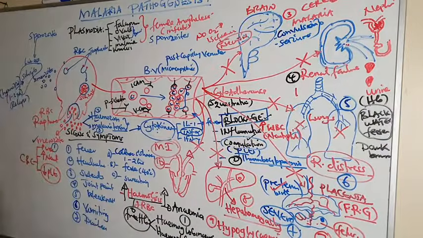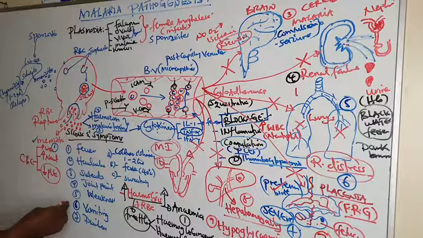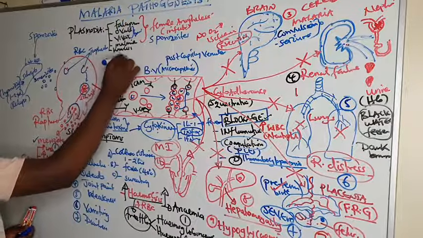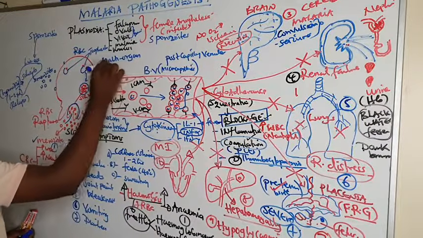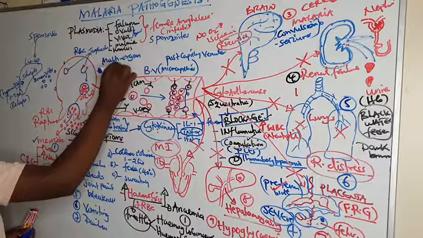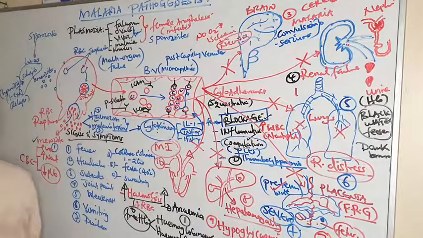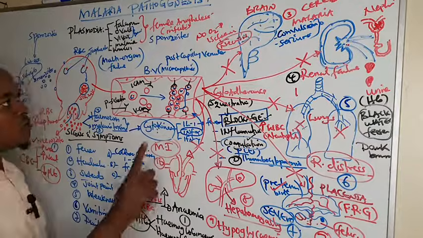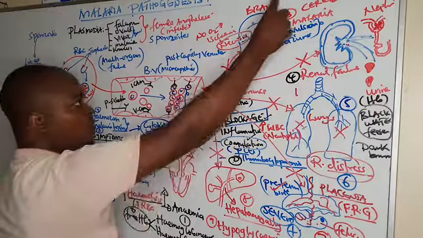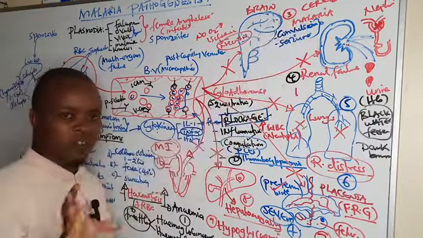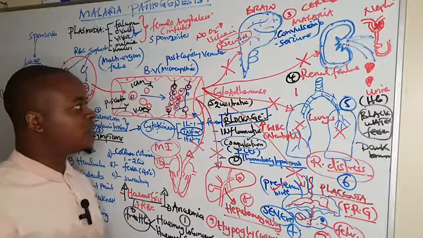Then we have seen also hepatomegaly and hypoglycemia together with myocardial infarction. So in summary, severe malaria can lead to what we call multi-organ damage or failure. So when you're managing malaria patients, you ought to rule out cerebral malaria by looking at the signs of convulsion and seizures, and that is an emergency.